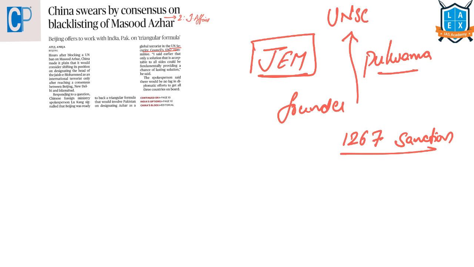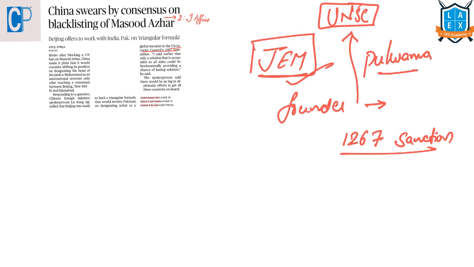Jaish-e-Mohammed is already considered a terror outfit, a terrorist organization, but its founder is not designated as a terrorist according to this UNSC 1267 Sanctions Committee. So now India took this issue to the UNSC.